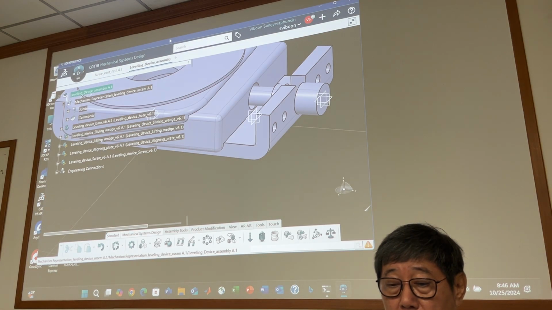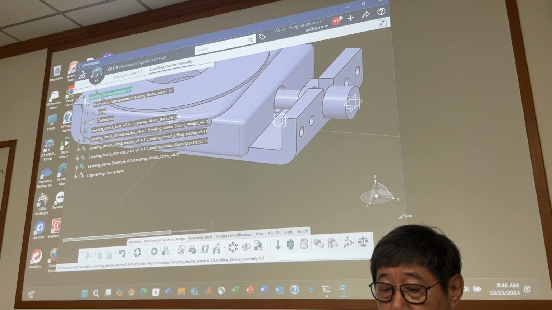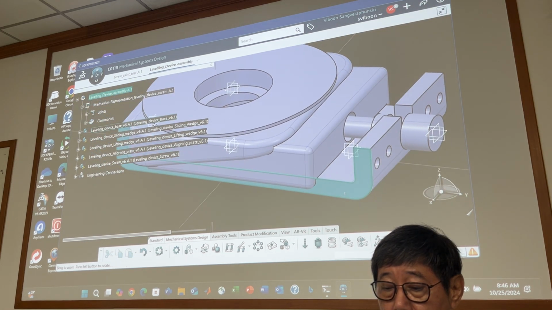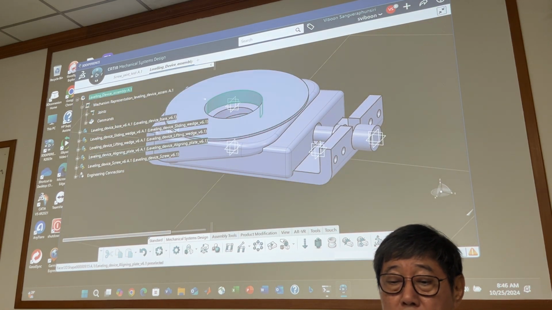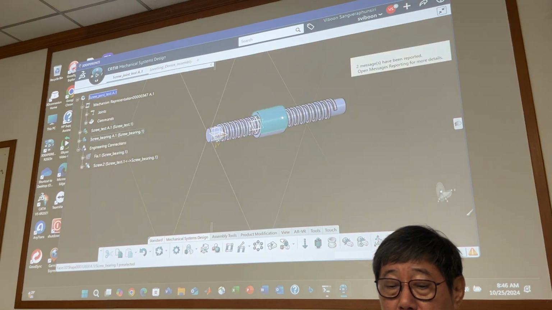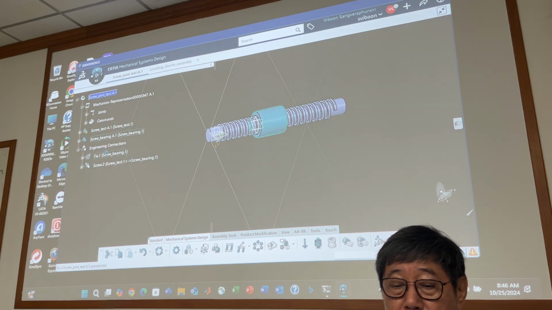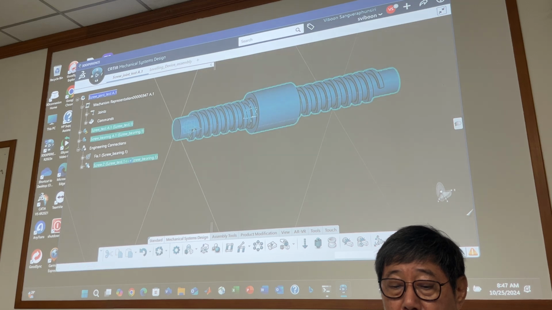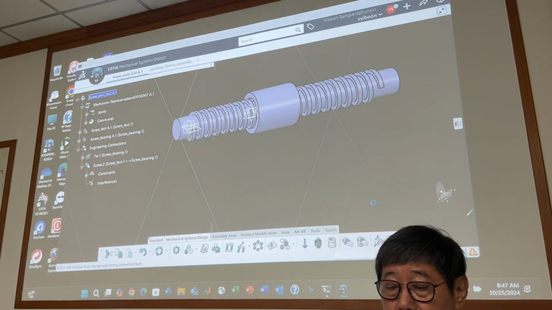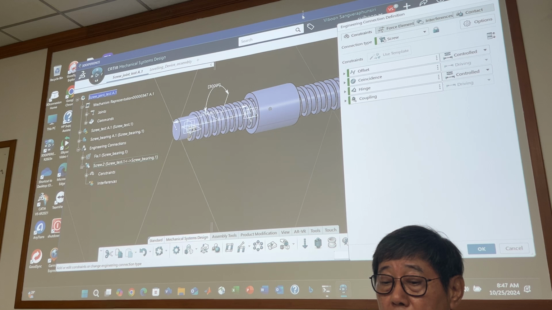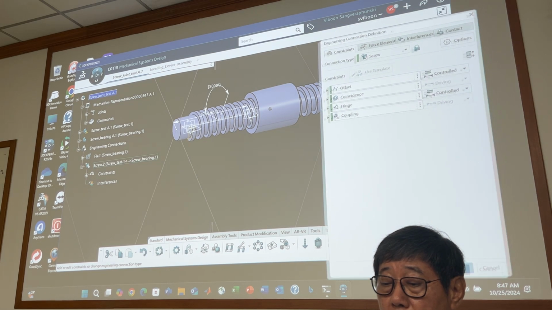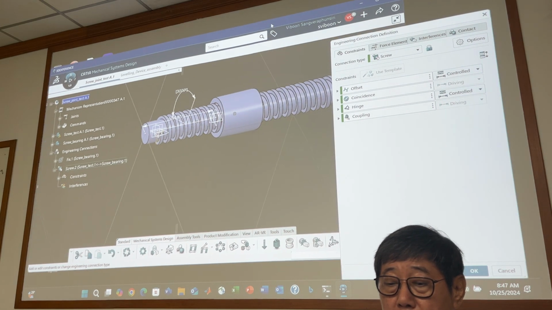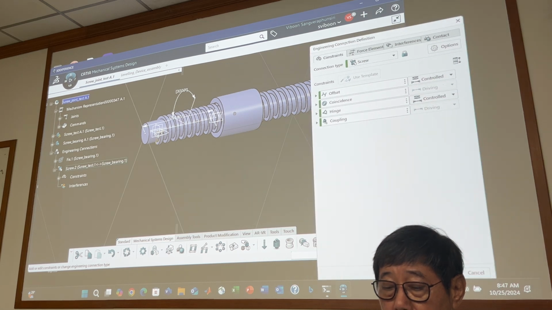So let me, I will show you later on. Let's see. Look at this gear joint. Look at this one, the screw joint. This one, you see, we have a fixed joint here and a screw joint here, right? Look at this screw joint. See, this screw joint. Just to remind you again, look at this one.